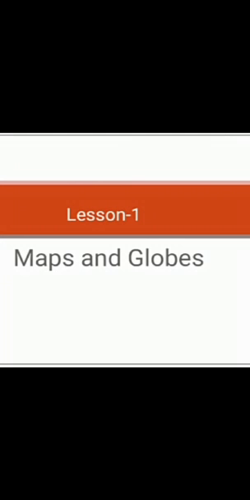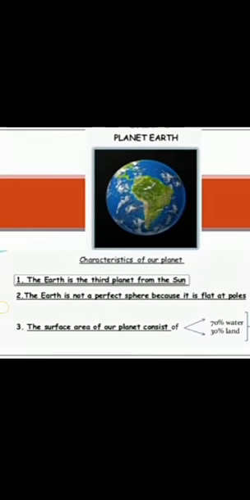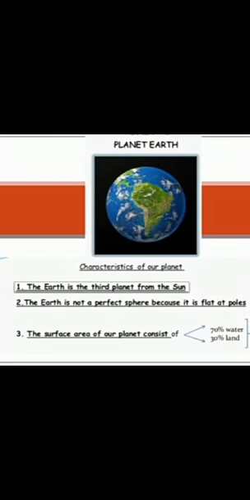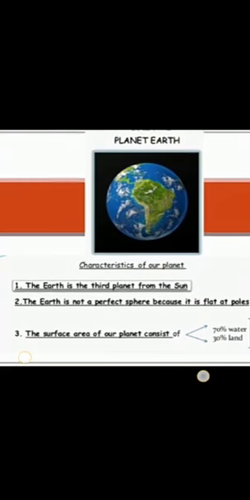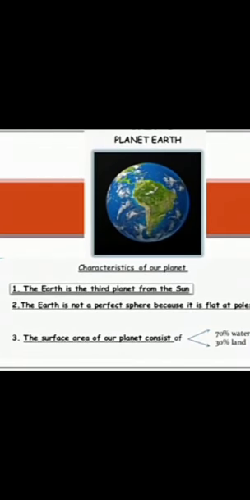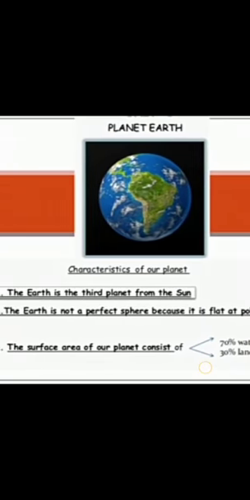We will start revision from chapter number 1. Chapter number 1 is maps and globes. Students, can you tell me which planet this is? This is our planet Earth, and we know life is possible only on planet Earth due to the right temperature and weather. Earth is the third planet from the Sun. And the Earth is not a perfect sphere because it is flat at the poles.